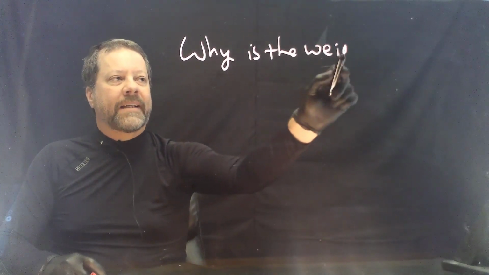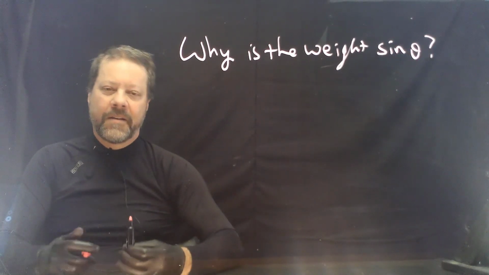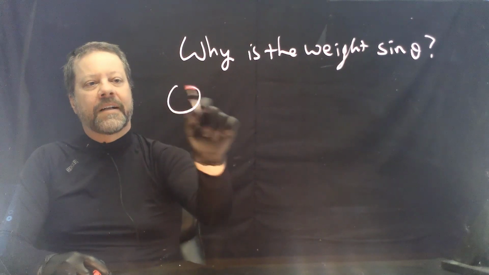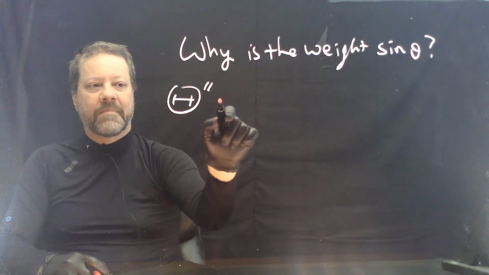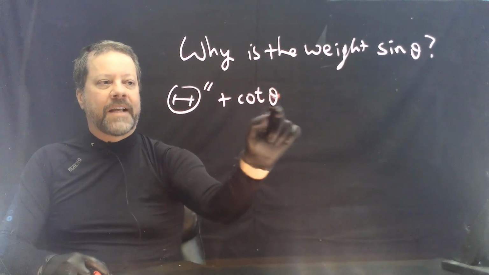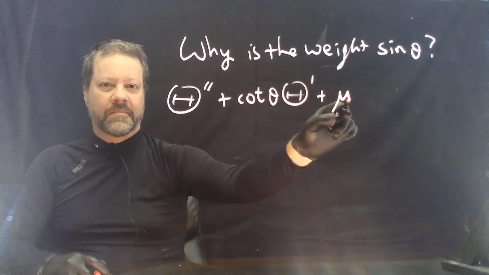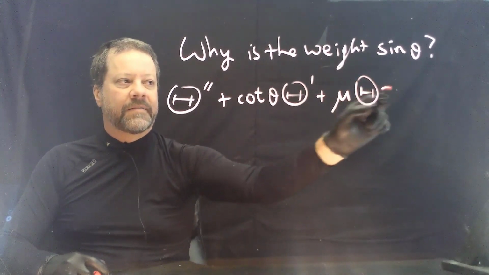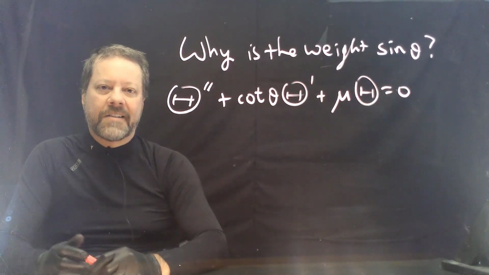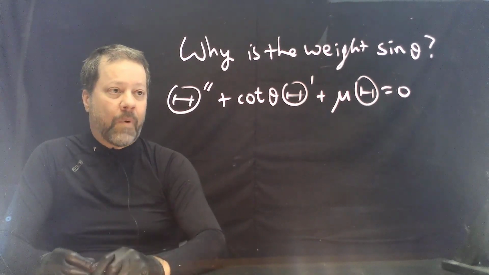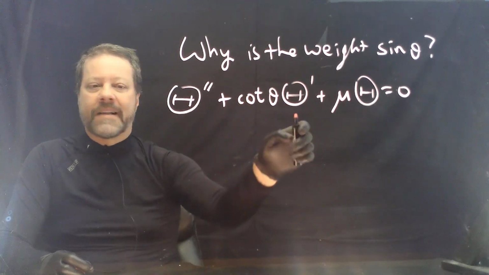Why is the weight sine theta? If you go back to the lecture series, you'll find that the equation was theta double prime plus the cotangent of theta times theta prime plus mu times theta equals 0. This is not in the standard Sturm-Liouville form. To do that, this is cosine over sine. We'll multiply through by sine theta.